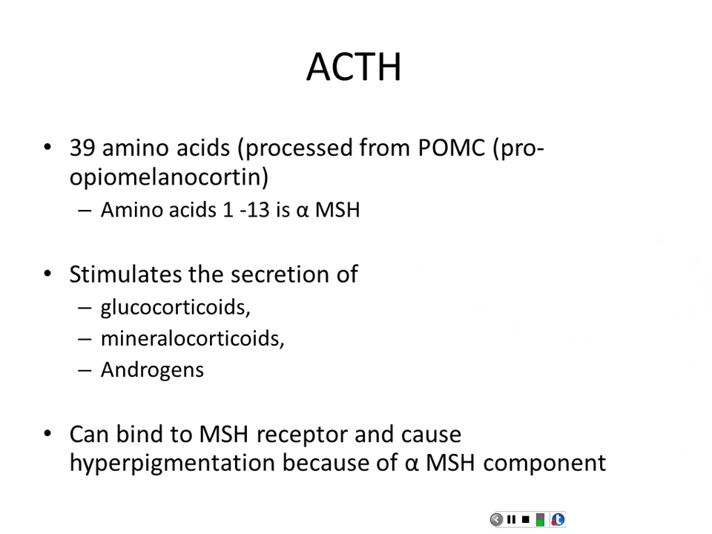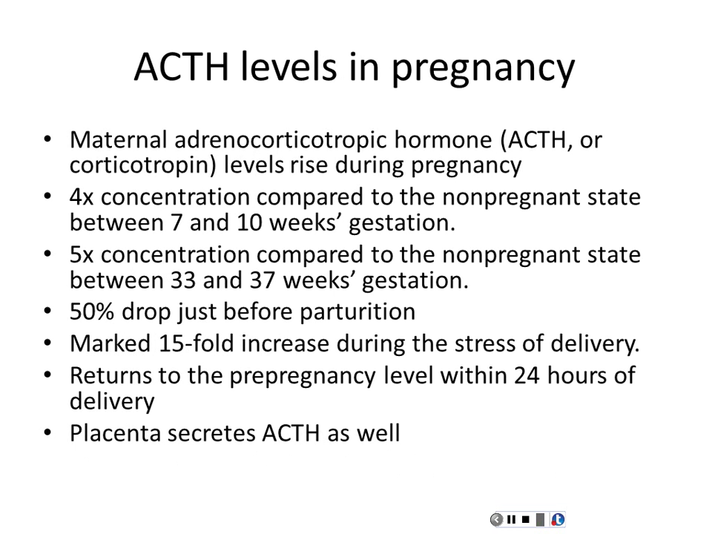ACTH is a 39 amino acid peptide. It's produced from pro-opiomelanocortin, which is actually a pretty funky peptide, which we'll discuss a little bit more. It stimulates the secretion of glucocorticoids, mineralocorticoids, and androgen, and it binds to the melanocyte-stimulating hormone receptor and causes hyperpigmentation because of the alpha MSH component. So we'll get back to that in a second.